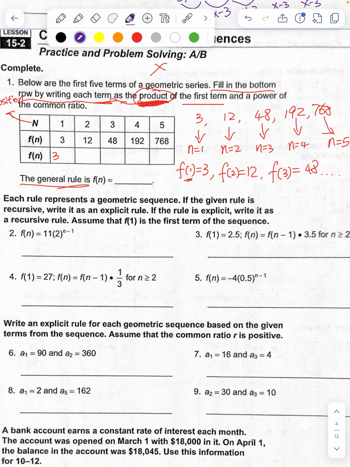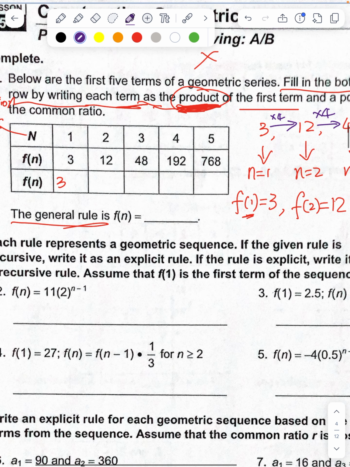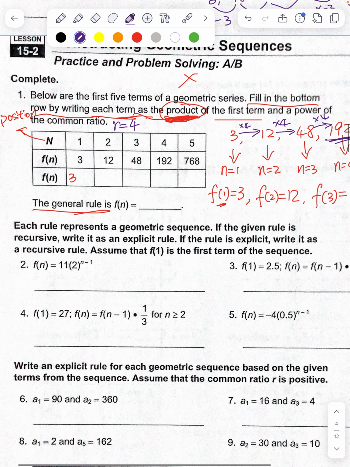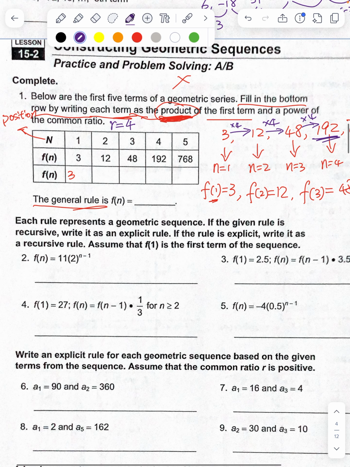So 3 multiplied by what equals 12? Multiplied by 4, right? 12 multiplied by 4 is 48. 48 multiplied by 4 equals 192. So the common ratio equals 4. So we're going to write each term as a product of the first term and multiply by the common ratio, which is 4.